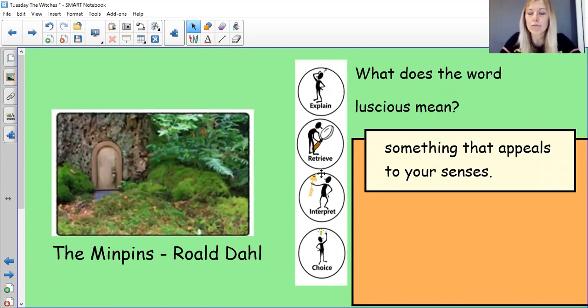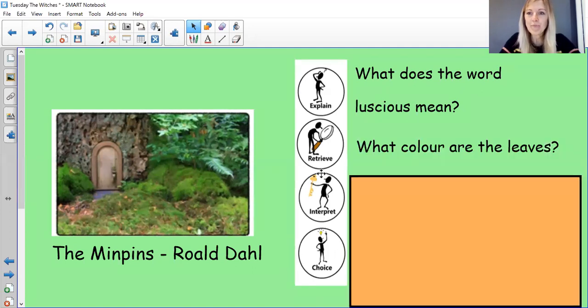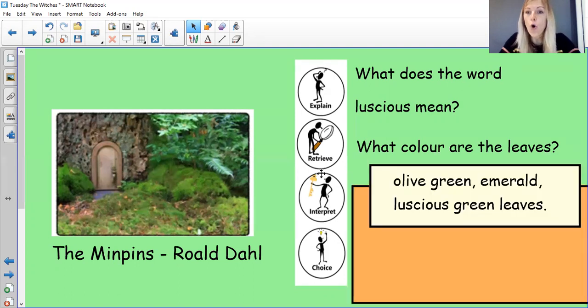Let's move on to our retrieve question. What colour are the leaves? I think I might have given that one away. Okay, you could say they're green, but because we're in Year 3 and we're extending our vocabulary, we could describe them as luscious green leaves, or olive green, or emerald.